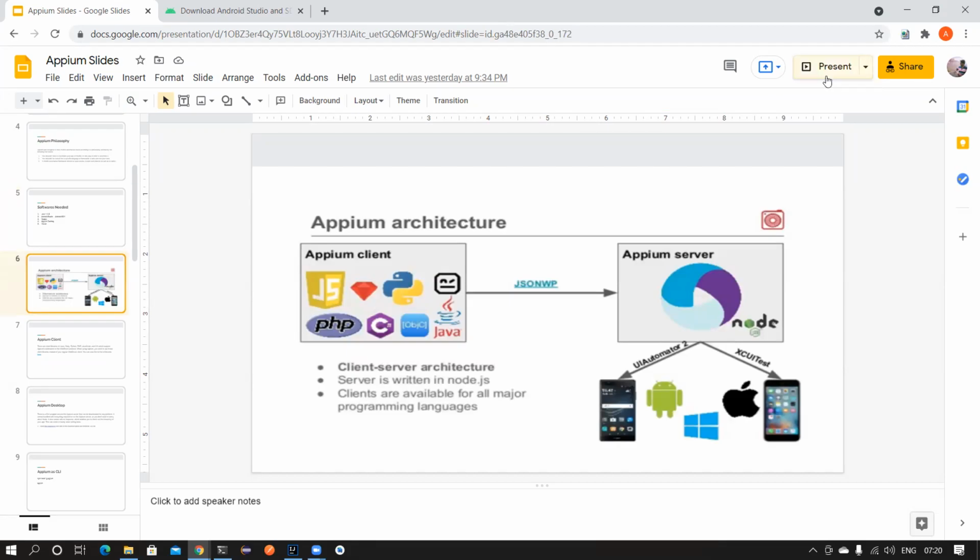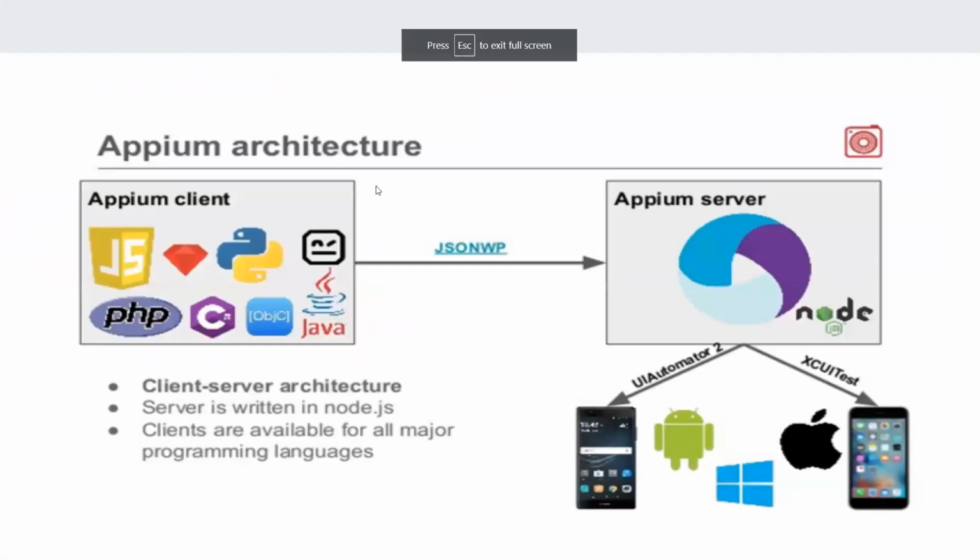This is pretty important because this might be asked in an interview. Not many of them know intricately how this works, but we'll try to understand. Okay, so this is the Appium architecture. It works like a client-server, right? A client-server architecture, right?